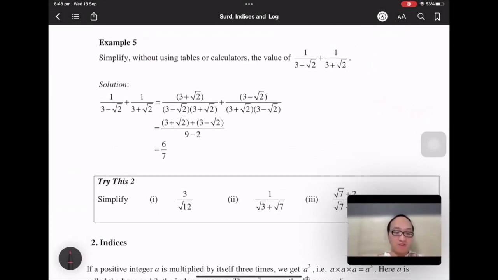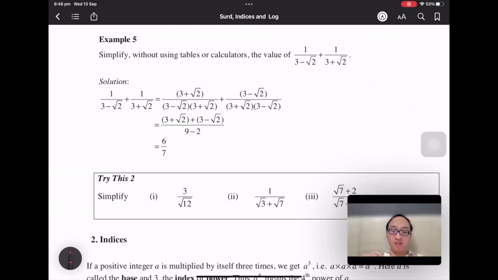Example 5, simplify without using tables or calculators the value of this. So we have to rationalize each of the fractions. For the first one, we can multiply it with the conjugate, 3 plus root of 2. So here we multiply by 3 plus root of 2, and on the numerator, we multiply also with 3 plus root 2. For the second fraction, we have 3 plus root 2 here, so we multiply by the negative, 3 minus root 2, and then multiply by 3 minus root 2 in the numerator.